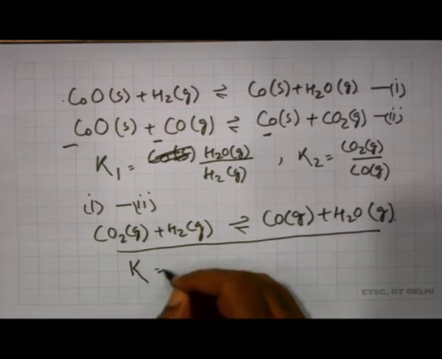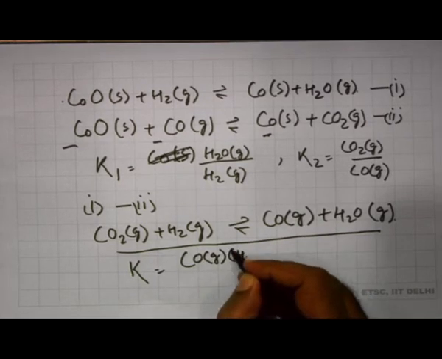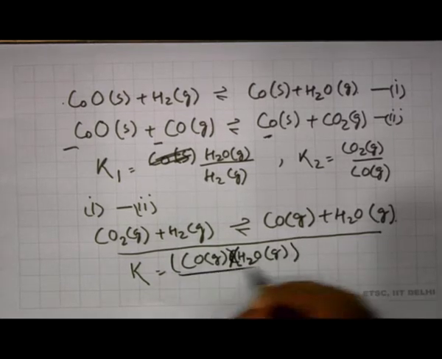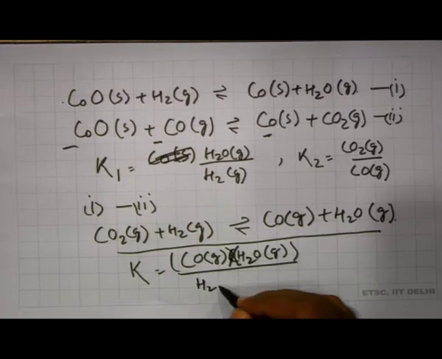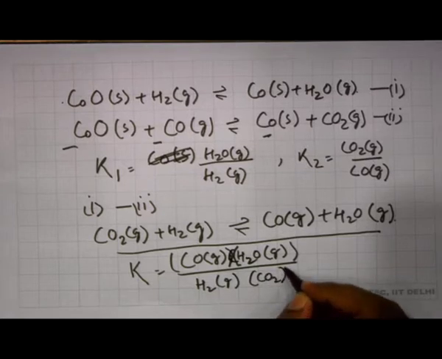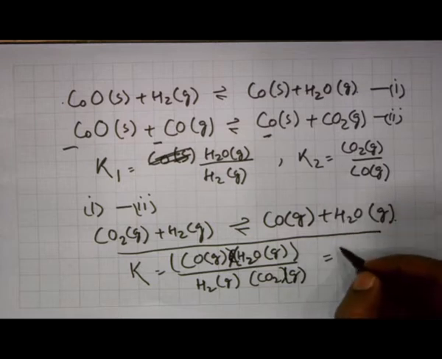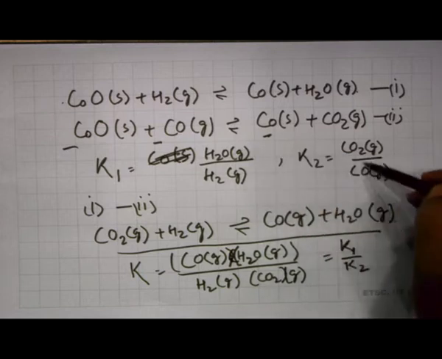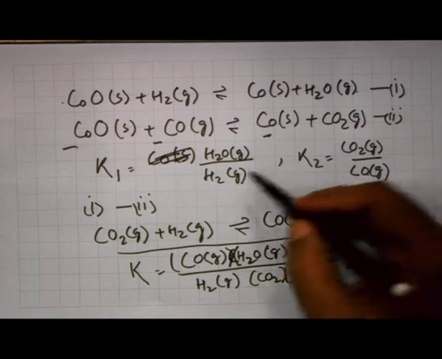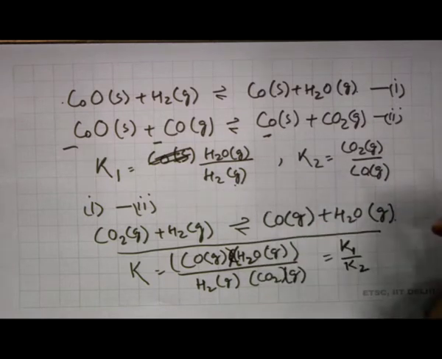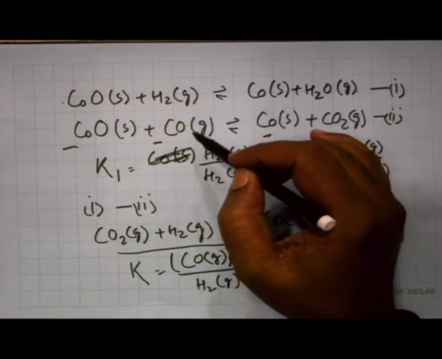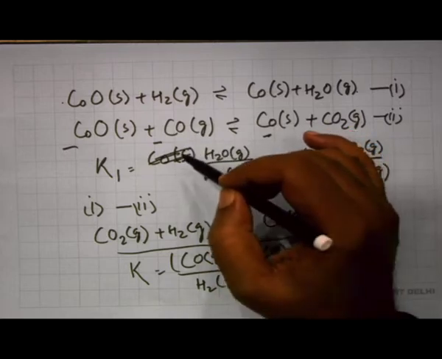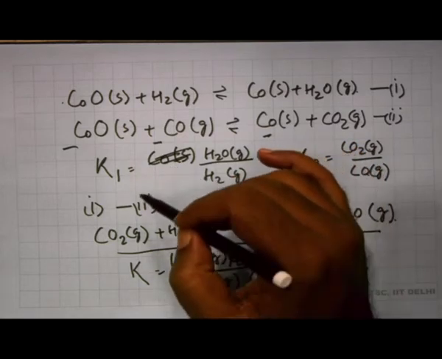Now, you can see this K will be CO gas, H2O gas divided by H2 gas into CO2 gas, and this is nothing but your K1 divided by K2. So, H2O gas and CO gas will be in the numerator and H2 gas and CO2 gas will be in the denominator. So, if I can express a reaction in terms of two different reactions for which the K value is known, then I can express the value of the third, unknown reaction.